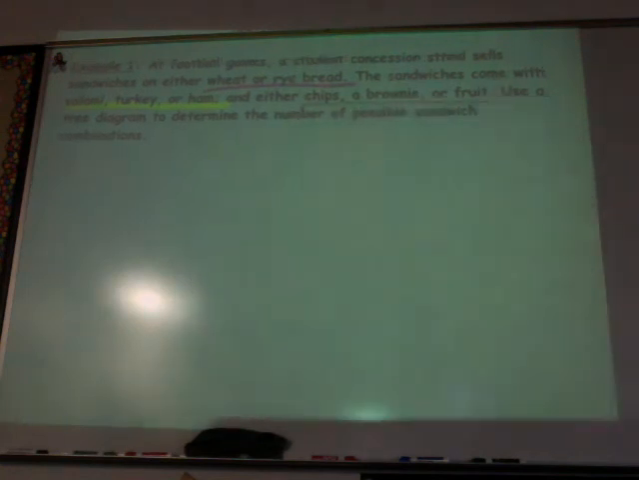If your mother's buying it for you, she's going to buy you fruit. If you're buying it, what are you going to buy? Chips or a brownie? Most of you are going to. Some of you will choose fruit.